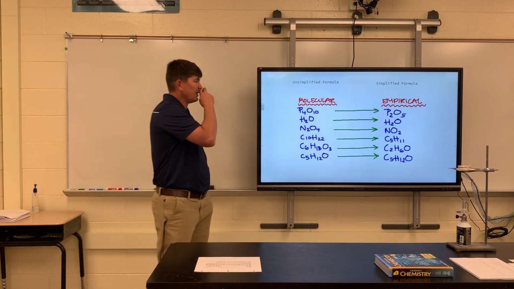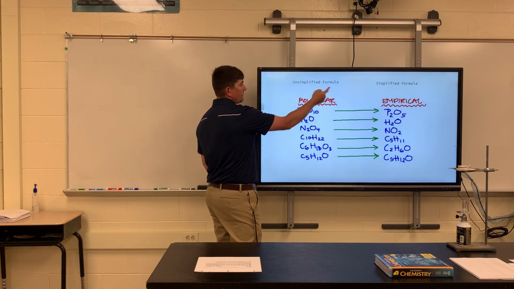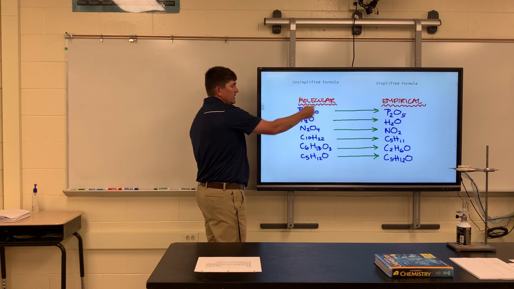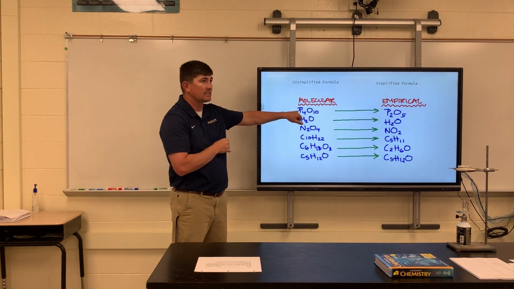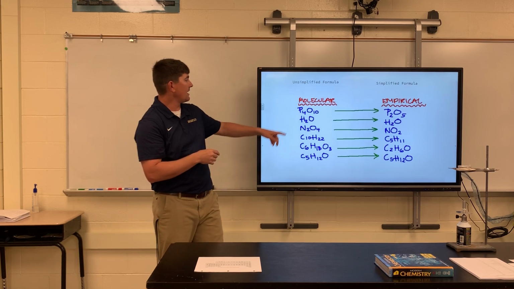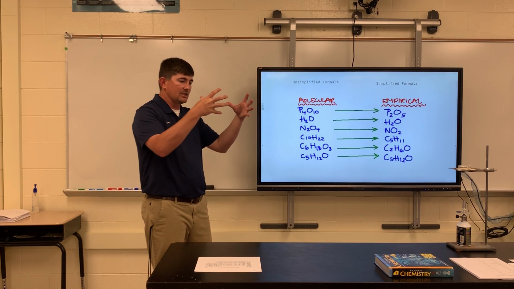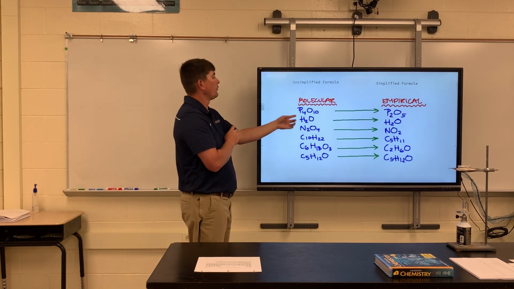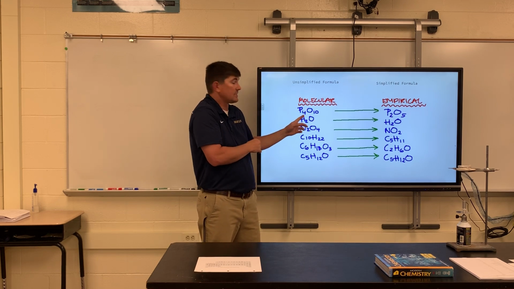If we look at the molecular formula, it's the unsimplified one. It's the actual numbers. P4O10. That means this compound would have 4 phosphorus atoms and 10 oxygens. If you actually looked at that molecule, that's how many you would have of each of those. The empirical formula for that is this simplified. It is this simplified.